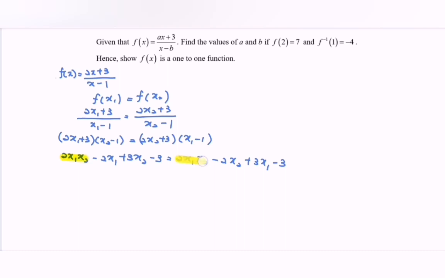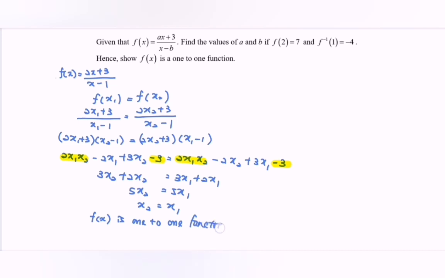So notice that here we will have 0. This one we also have 0. Rewrite the situation: 3x2 plus 2x2, 3x1 plus 2x1. So 5x2 equals 5x1. So x2 equals x1. So since x1 equals x2, then we can say f(x) is a one-to-one function. Then we already shown the situation.